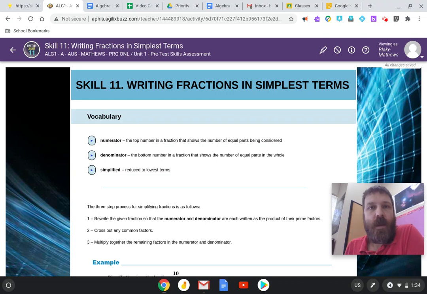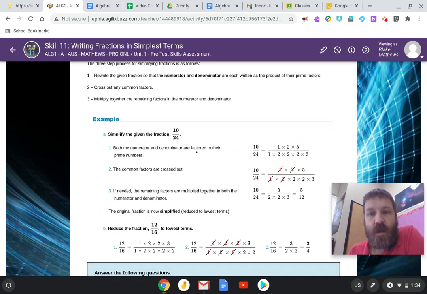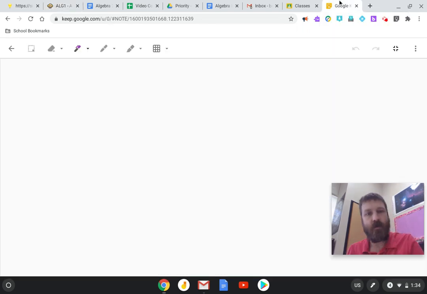This is the Algebra 1 Unit 1 Skill 11 video. This is going to combine a couple of concepts that we've covered in the previous skills. It's going to combine finding the prime factors and simplifying fractions. So just to do an example for you guys, open a drawing here.